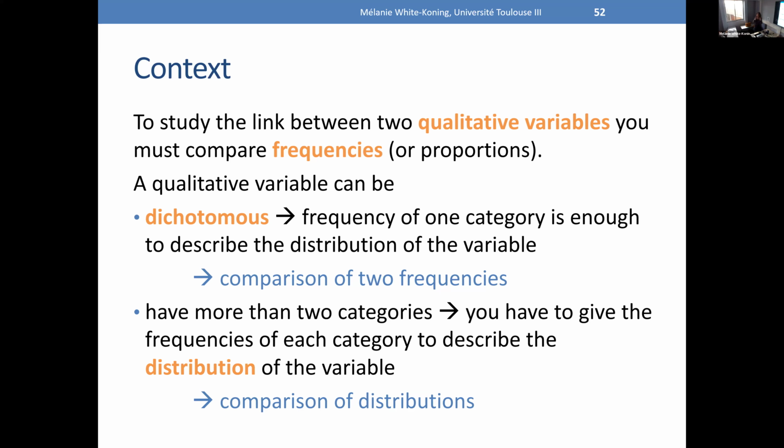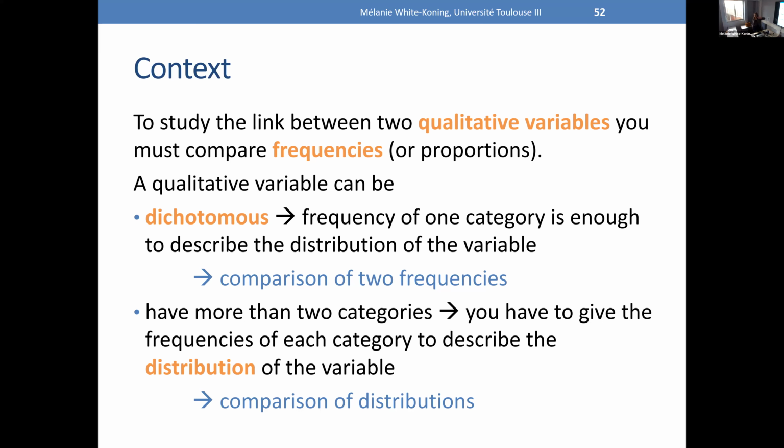Anyway, you can see that we're going to say maybe 0% AB, 0% B, I don't know, 40% A, and I think it's more O, more A actually, but I can't remember. If we have more than two categories, we have to give the frequency of each category to describe the distribution of the variable. Okay, we have to say 2%, 3%, 40%, etc.